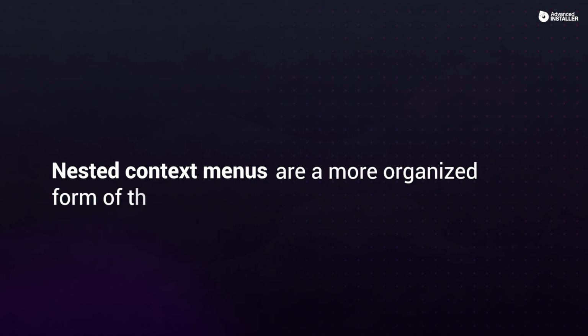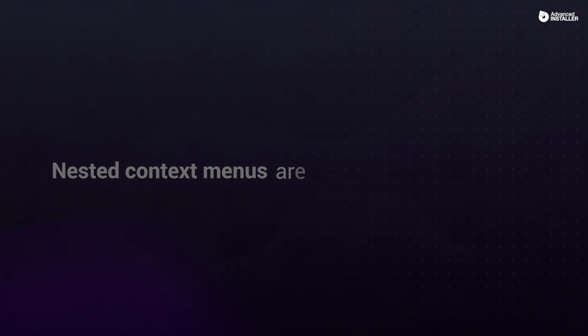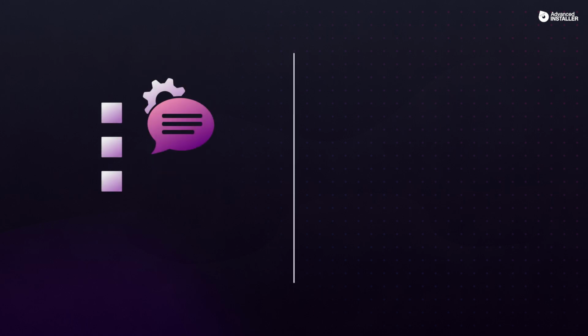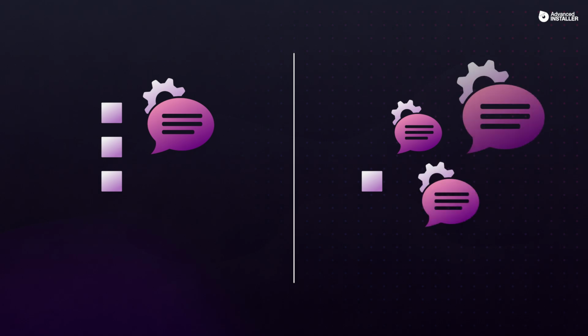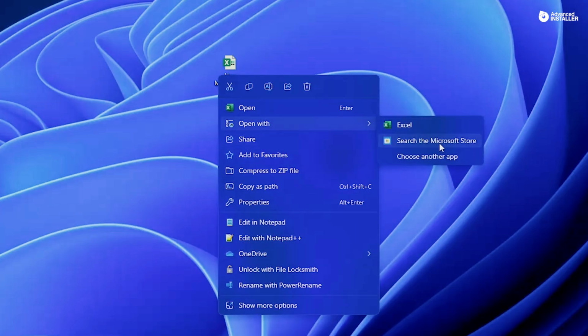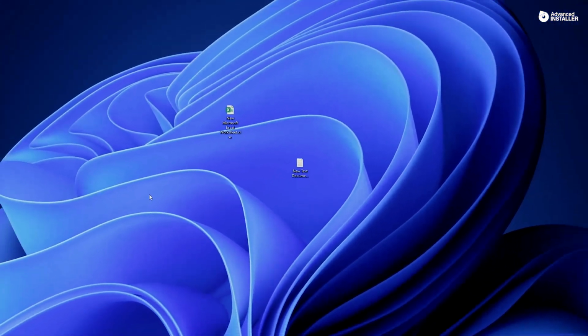Now, nested context menus are a more organized form of these right-click menus. Instead of having a long list of commands cluttering the menu, commands are grouped into submenus. This makes it easier to find and use the specific option you need without overwhelming the user with too many choices. As mentioned, we have here OneDrive, and we can move to OneDrive or open with and select your desired action. So now that we understand nested context menus, let's talk about how these menus are structured.